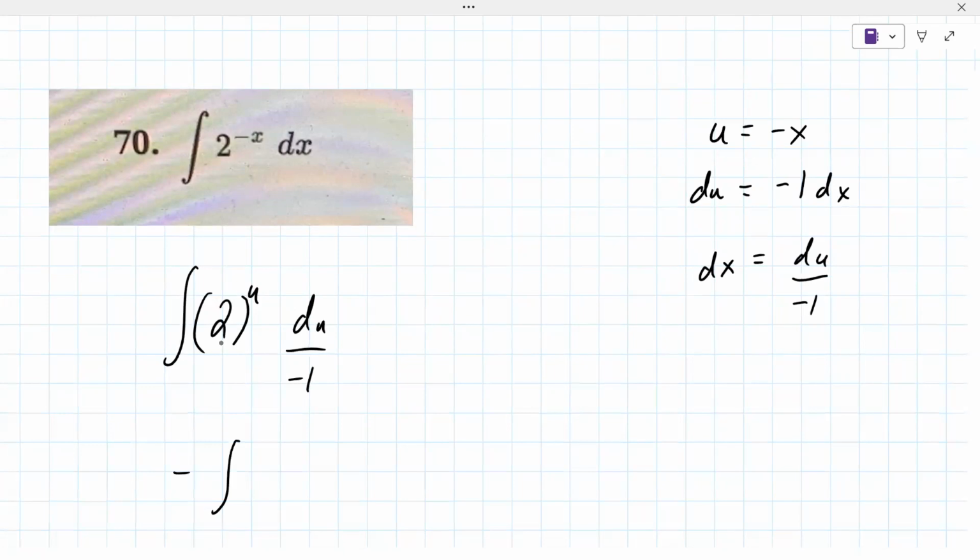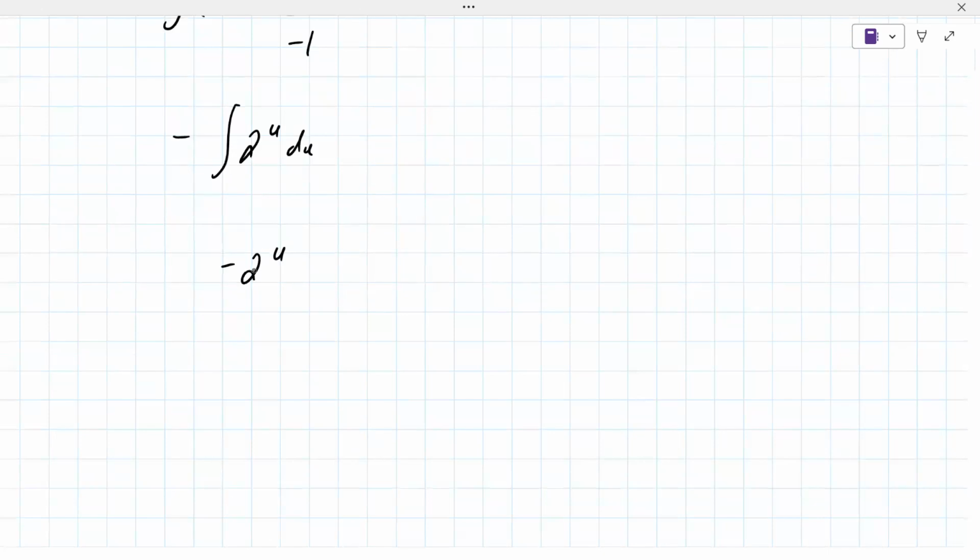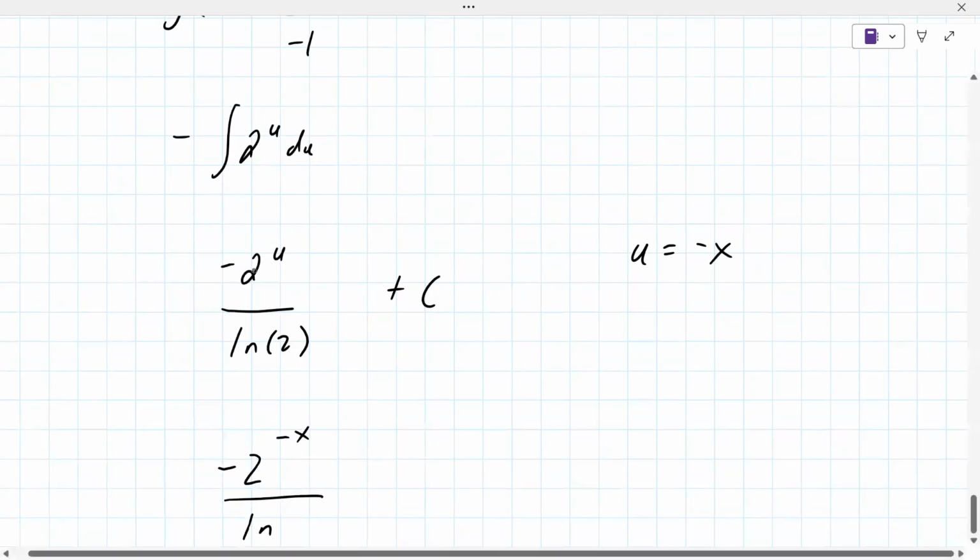It's really negative the integral of 2 to the u du. And from the previous problem, we know that the antiderivative of this is negative 2 to the u over the natural log of 2 plus c. And then u is minus x, so we have to back substitute that into the equation. So we have minus 2 to the minus x over the natural log of 2 plus c.